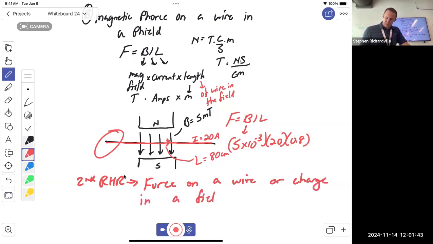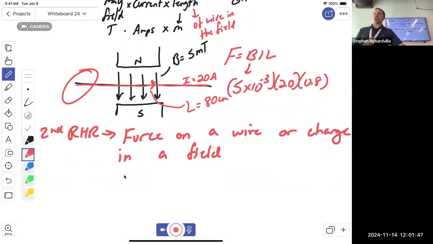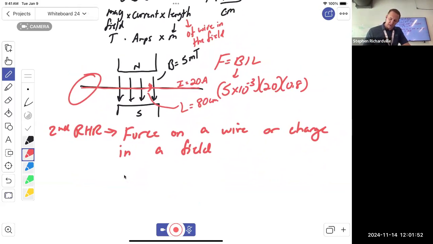And I've got one other little part to do to this problem and then we'll be done. I've got to do it in terms of a charge. What if it's a charge? To help you with your homework. Force on a wire in a field. So my thumb.